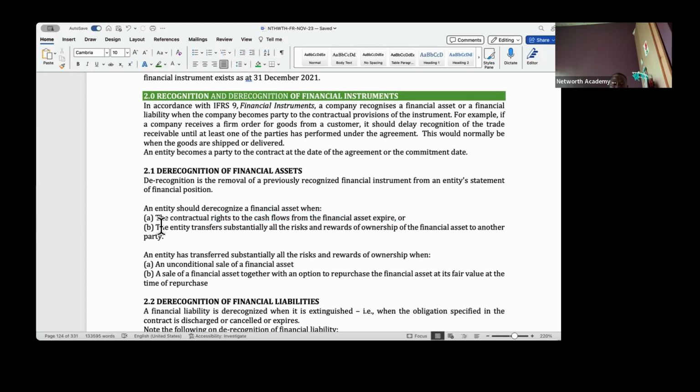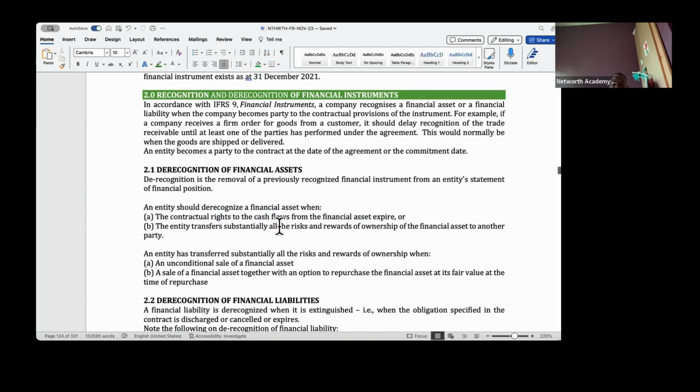Or the entity transfers substantially all the risk and reward of ownership of the financial asset to another entity. What this is speaking to is, for example, if you had invested in shares, you bought shares, it's a financial asset. When you sell those shares to another party, you have transferred the risk and reward attributable to ownership. And that's why I said that what this means is an unconditional sale of the financial asset.